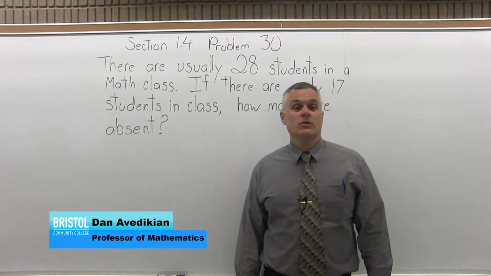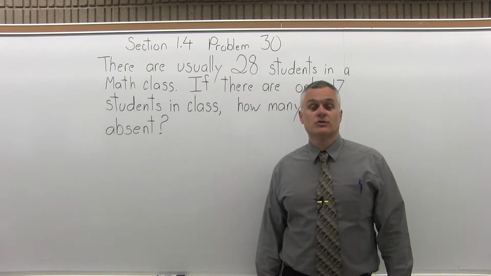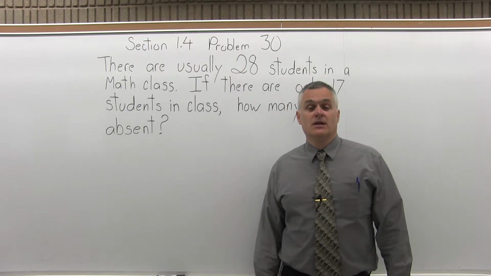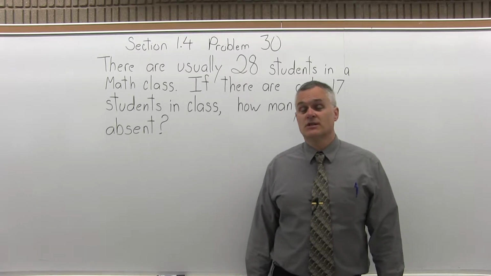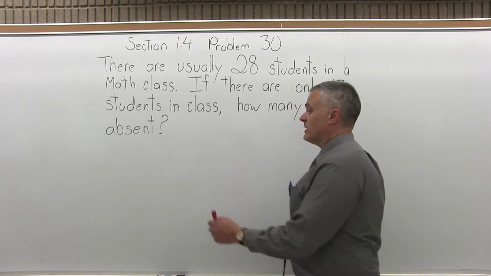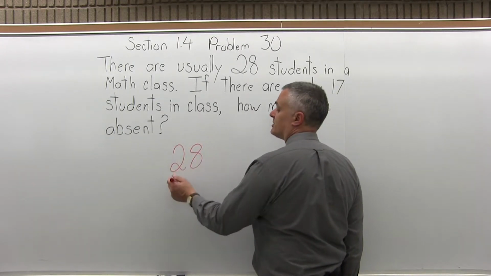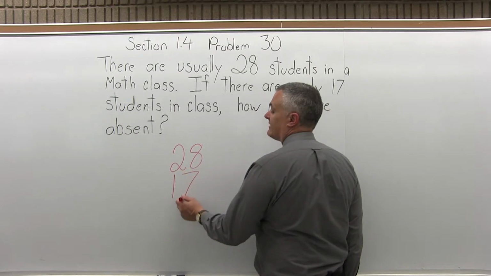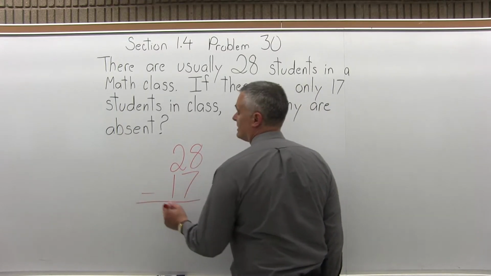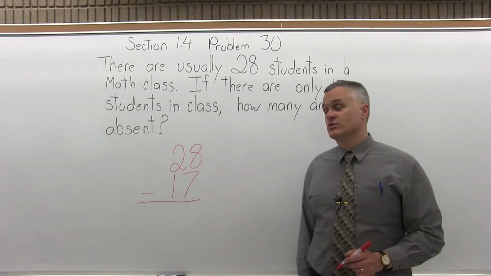This is Section 1.4, Problem 30. It says there are usually 28 students in a math class. If there are 17 students in the class, how many are absent? So we usually have 28. And it says that on this particular day, there's only 17 students in the class. So if we subtract 28 minus 17, you can see how many students are absent.